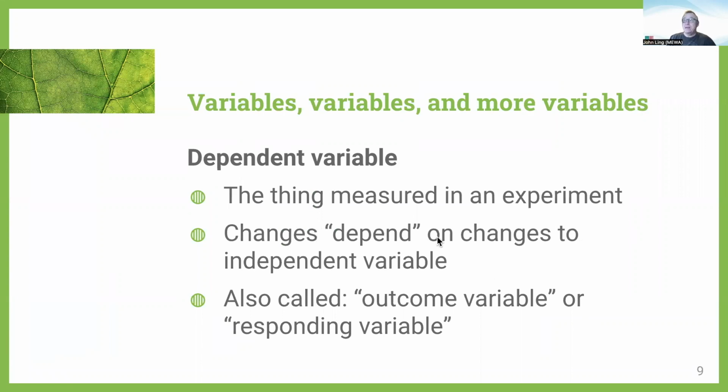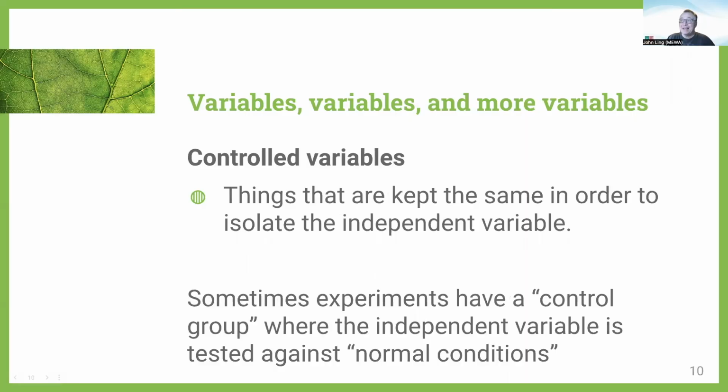Then we have the dependent variable. This is the thing that we're measuring in the experiment. Changes in this depend on the independent variable, right? So that's why we call it the dependent variable. Makes sense, right? It's also called the outcome variable or the responding variable. Lastly, we have the controlled variables. The controlled variables are basically all the things we have to keep the same in order to isolate our independent variable, okay?